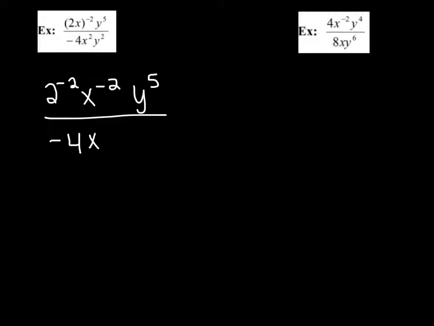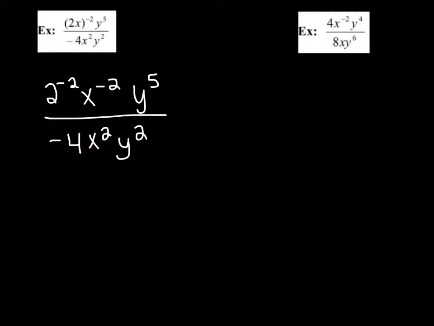So the first thing I'm going to do on this example is get rid of the parentheses by raising the items inside to the negative 2 power. So I have 2 to the negative 2, x to the negative 2. Everything else just comes down exactly where it is. So now I have 6 items. I have a 2, an x, a y, a negative 4, an x, and a y.